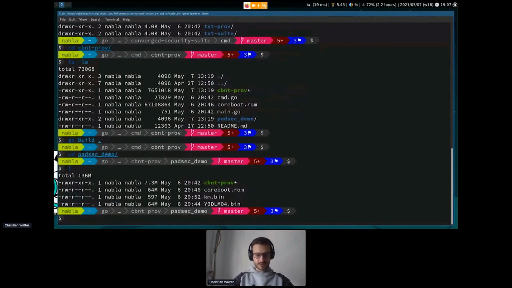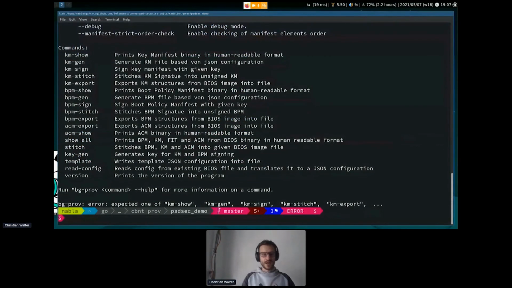Easy as that, like every Go binary, you can just build it. I made a small demo. Basically, I just put some files here. You can run the CBNT provisioning tool, and it gives you the ability to generate KMs, to generate BPMs, to generate keys, which is quite crucial, and to read out all the information from a BIOS binary. It doesn't matter if it's UEFI or coreboot in this case, in a human readable format, right? So, a small demo so that I'm not lying here. That y3dlmo4.bin is a UEFI binary for an OCP server.